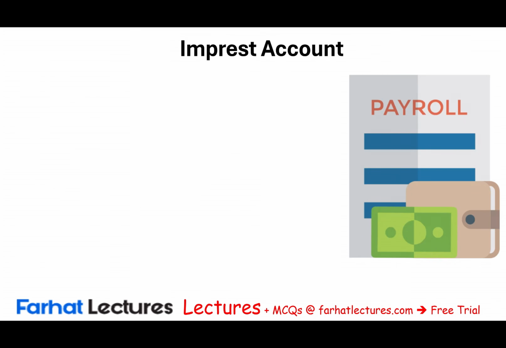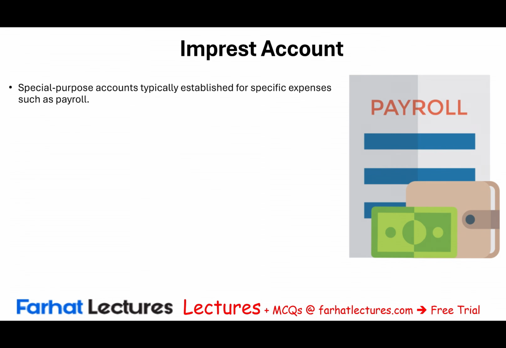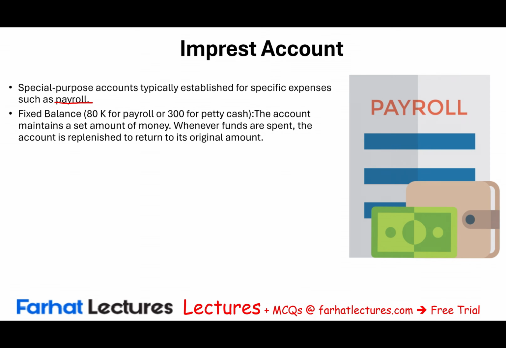Then we're going to look at the Imprest account. What's the Imprest account? It's a special purpose account, typically established for a specific expense like payroll, or it could be for any other purpose. And you're going to see what we mean by specific. For example, the company, knowing that their payroll is 80,000 every week or every 2 weeks or whatever that time is, will do the following. Remember, they have the king account, the general account.